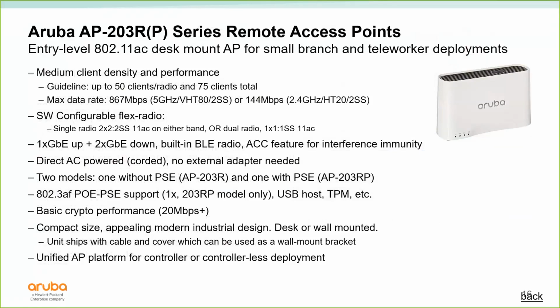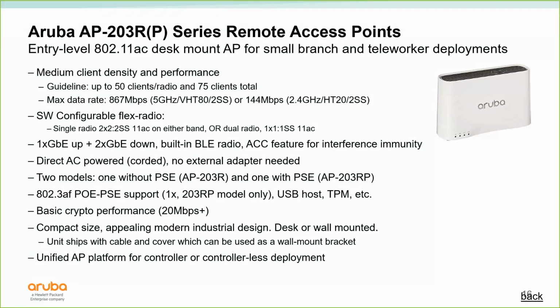All right, so the 203R or the 203RP, there's 2 models there. They're very similar. The only difference is the P model actually has an outgoing PoE port for it. Real similar client density though, 50 and 75. Now it is interesting, the radio for these guys, you either get a single 5 gigahertz radio, which will give you a 2x2 stream, or you can do a dual radio 1x1.